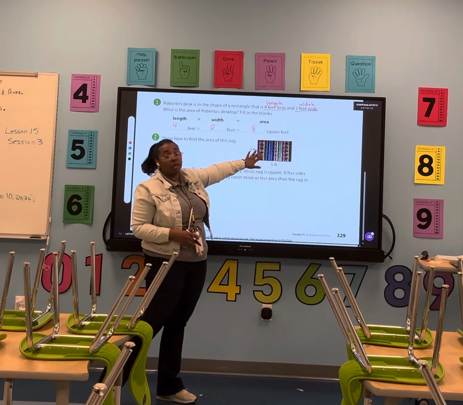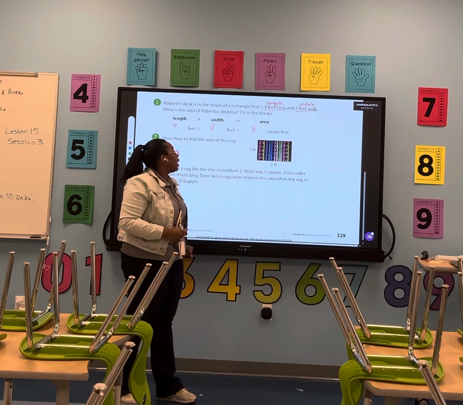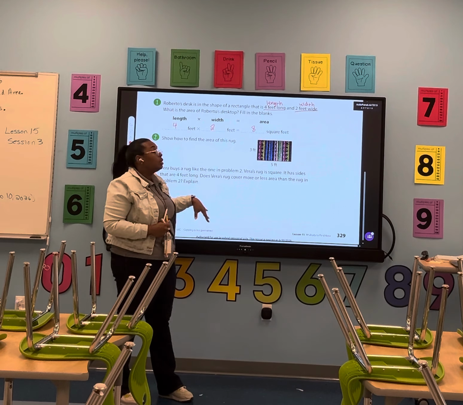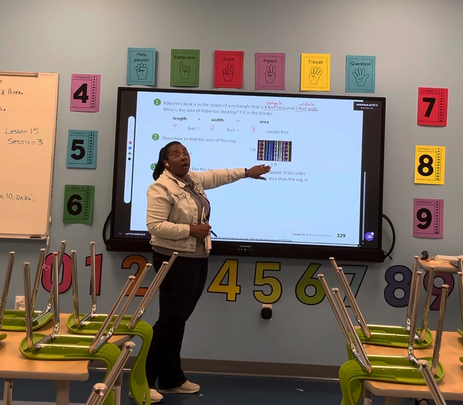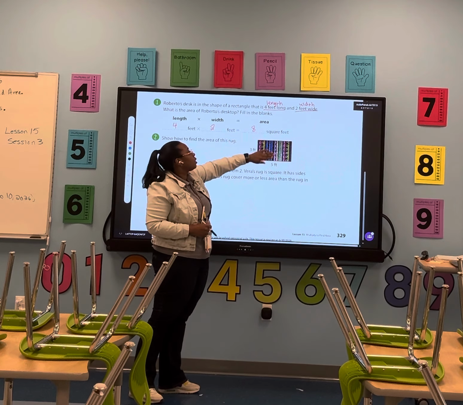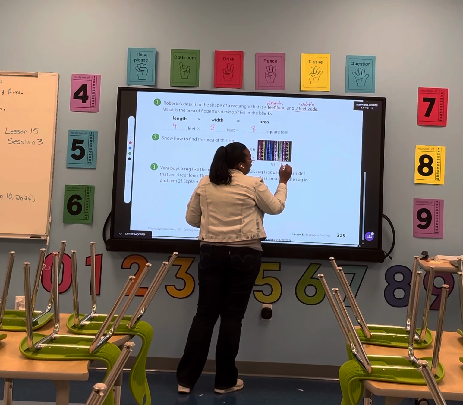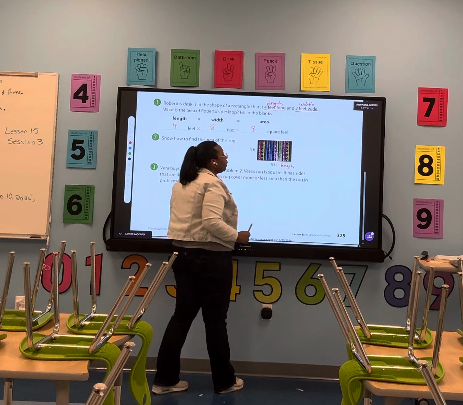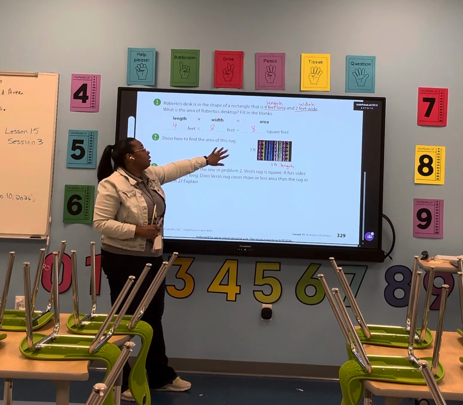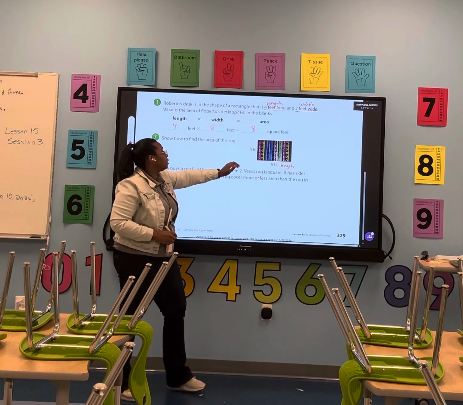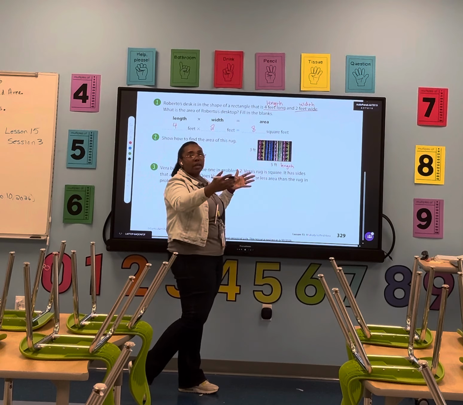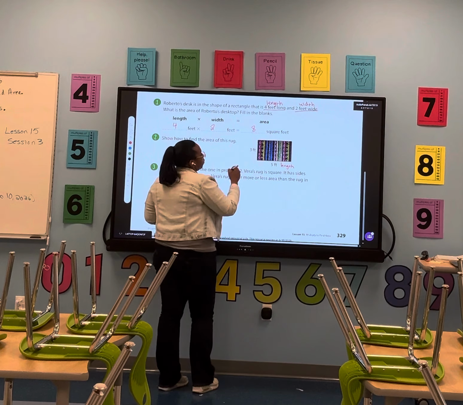Here's a picture of a rug, and we have the length and the width as well. They put the length this time on the bottom. You can put it either on the top or the bottom. So I'm going to label that this 5 feet is my length. And then I'm going to label that the 3 feet is my width, because the width is the sides, how wide it is. So it is 3 feet wide.